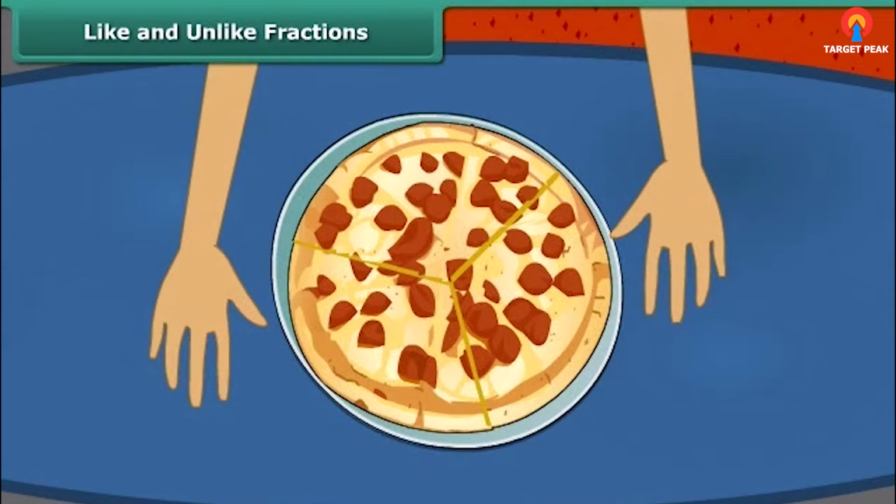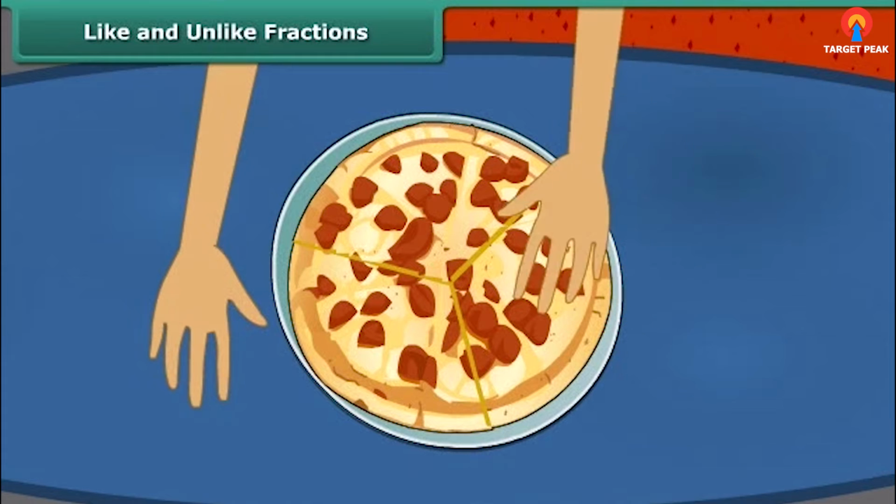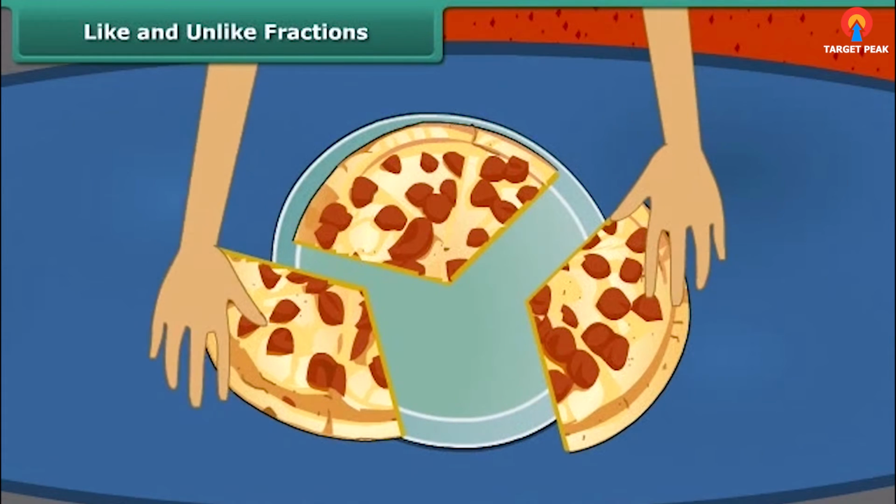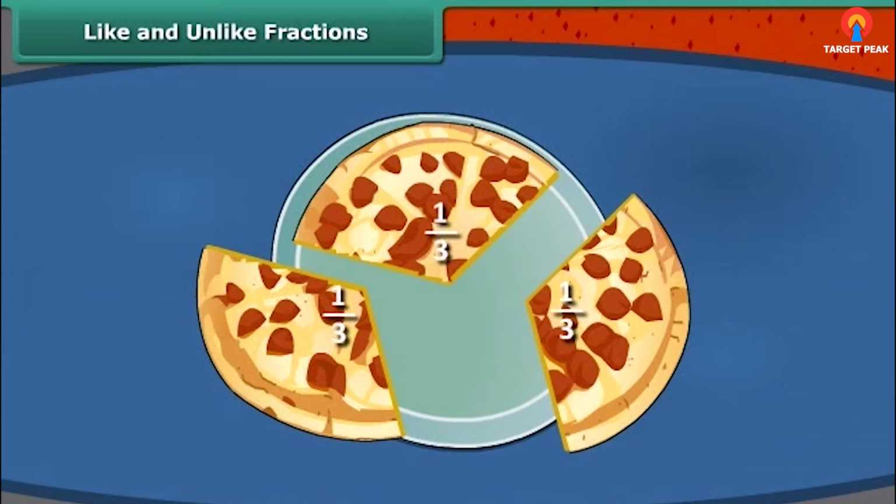Looking at the question we earlier asked, we can say that each of them, Rahul, Reema and Nina, received 1/3 part of pizza. Notice that this is also an example of like fractions.